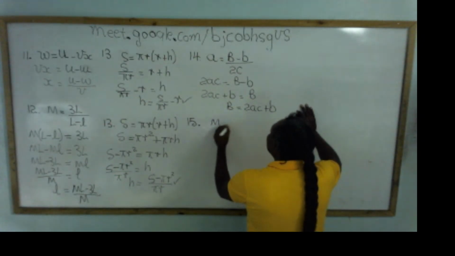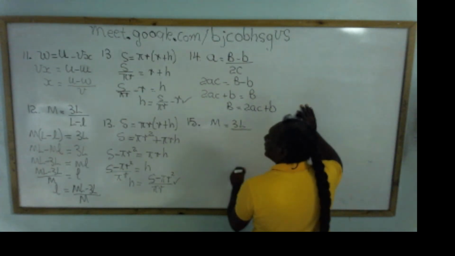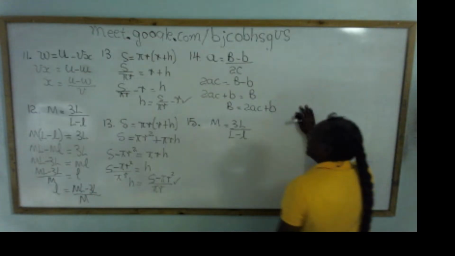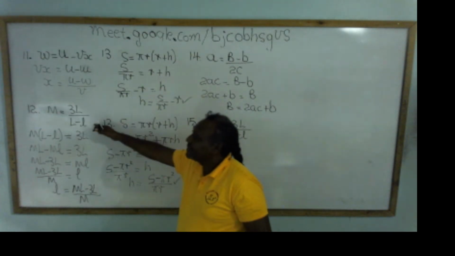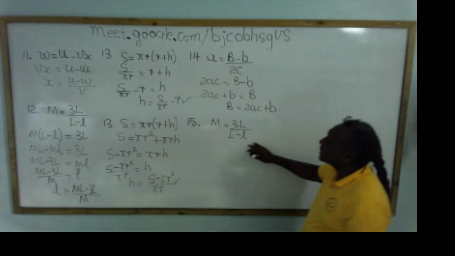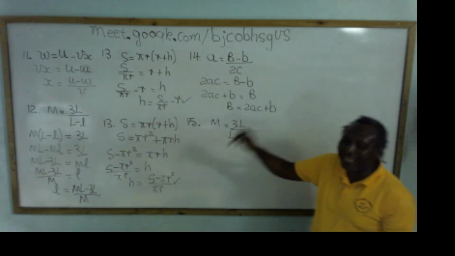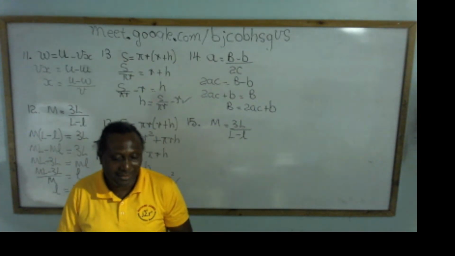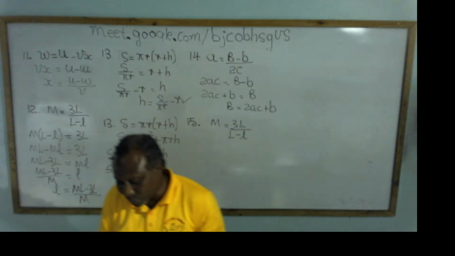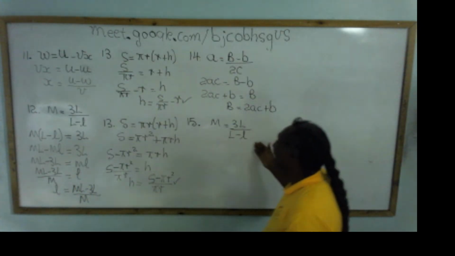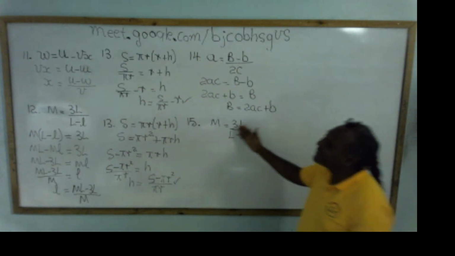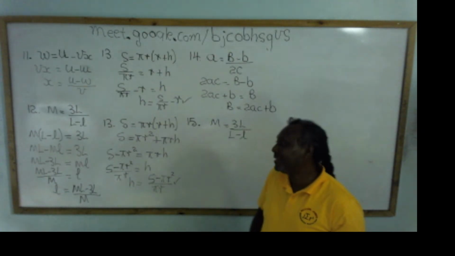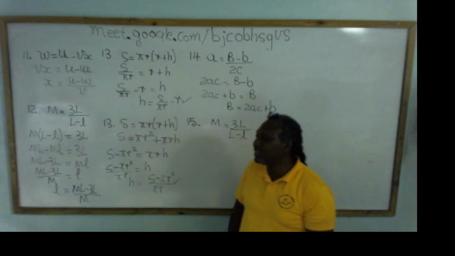Number 15. M is equal to 3l over L minus l. The same problem that we have there for number 12, but on this occasion, we are making the uppercase L the subject of the formula, and we will attempt to solve it by analogy. Of course, you can see that there's a resemblance, because it's the exact same expression. But where does the similarity discontinue?